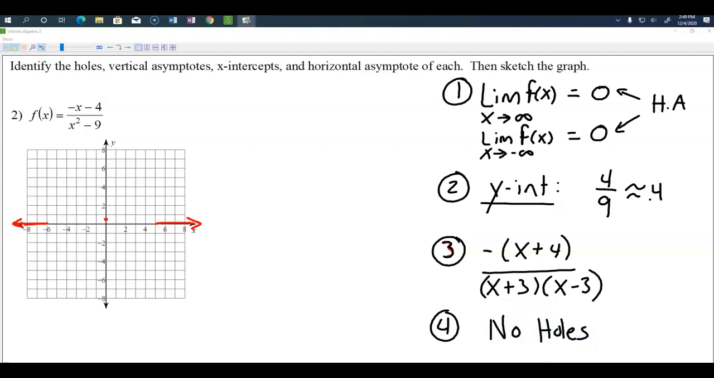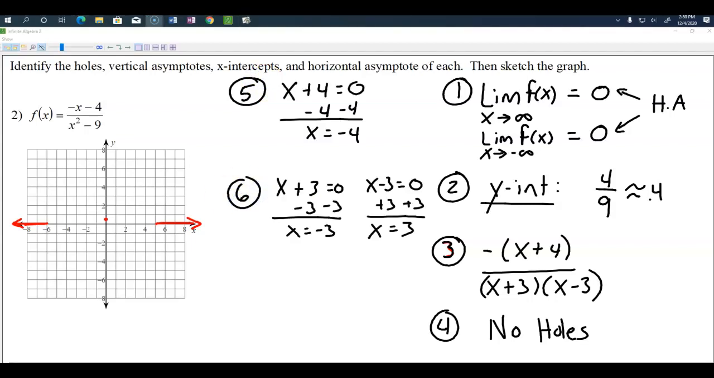So this graph will not have any holes in it. Go ahead and pause the video here, and I want you guys to do steps 5 and 6. Do both of those steps, please. Okay, so the answer to number 5 is -4. The answer to step 6 is 3 and -3.